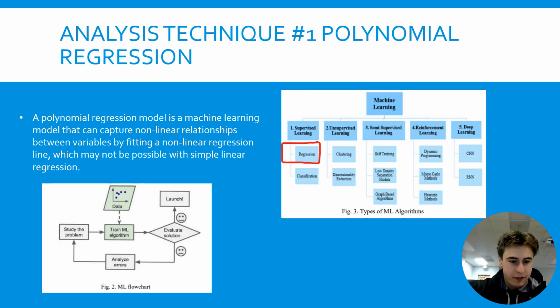And this is how it works. It studies the problem, trains the machine learning algorithm through the data supplied, evaluates the solution, and either chooses to launch or reanalyze the errors. Kind of like a nice little closed feedback loop, or open feedback loop rather. That was the first analysis technique.